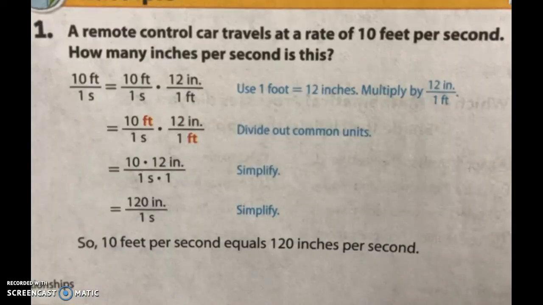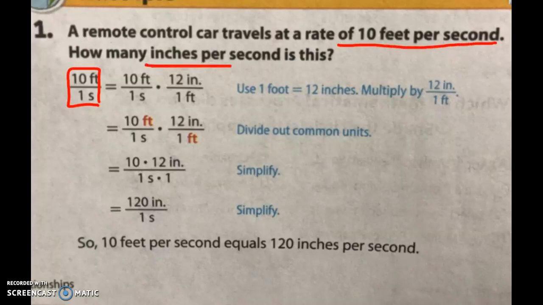All right, for our first problem, it says a remote control car travels at a rate of 10 feet per second. How many inches per second is this? So remember, we have to keep up with our units. We're not going to have numbers all over the place in these problems. Okay, so we start out with our 10 feet per second. That's the ratio they gave us right here, 10 feet per second. We know we want to end up with inches per second. So at the end, I want inches in the top and seconds in the bottom.